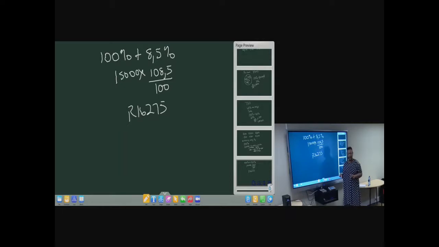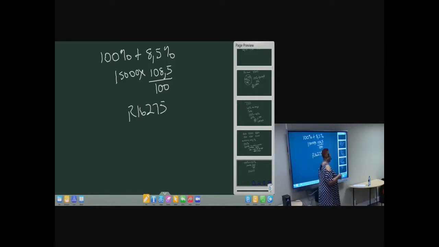Then this method helps you because in an examination, most of the time, in fact, in all exams, there will be a question which is asking you to work backwards. You will be told that, okay, this person is earning 16,275 after an increment of 8.5%. Then we'll be asked, how much was the person earning before the increment? When working backwards, you always do the opposite of what you did when you were working forwards. So now you had multiplied by 108.5%.